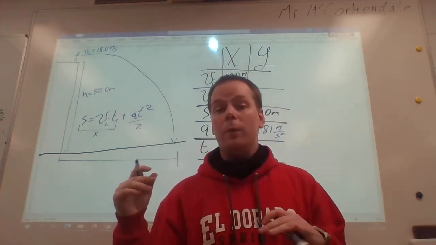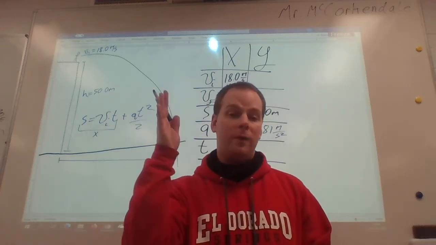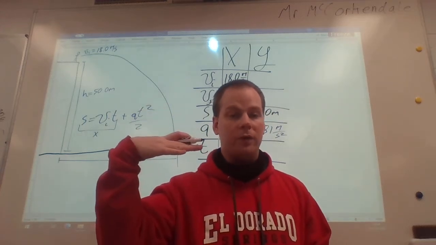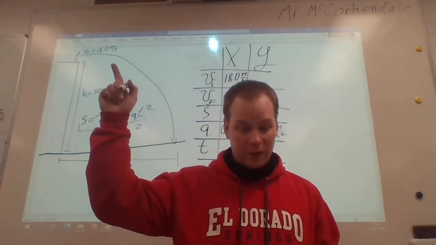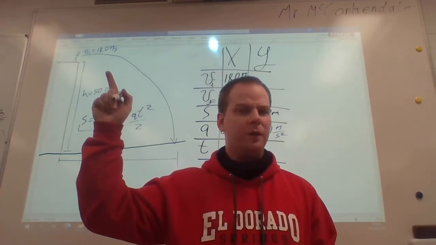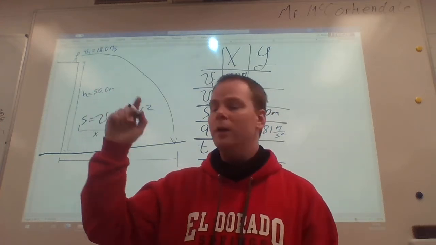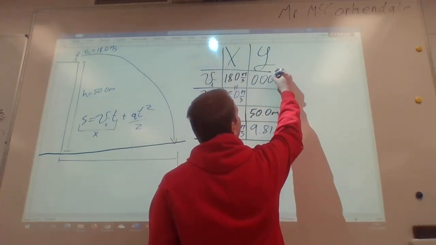Now, if it was traveling at an angle, we would have to break the initial velocity they gave us into a vertical and horizontal component. But that's not the case in this problem. We are just given the velocity and told this is only horizontal. So this has to be 0.